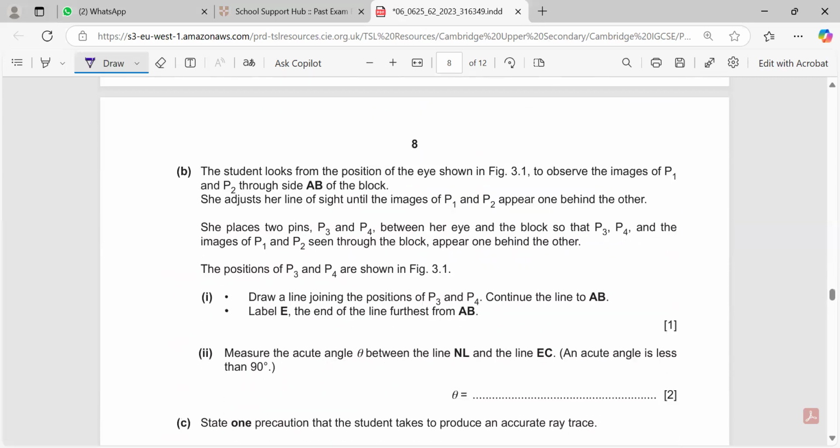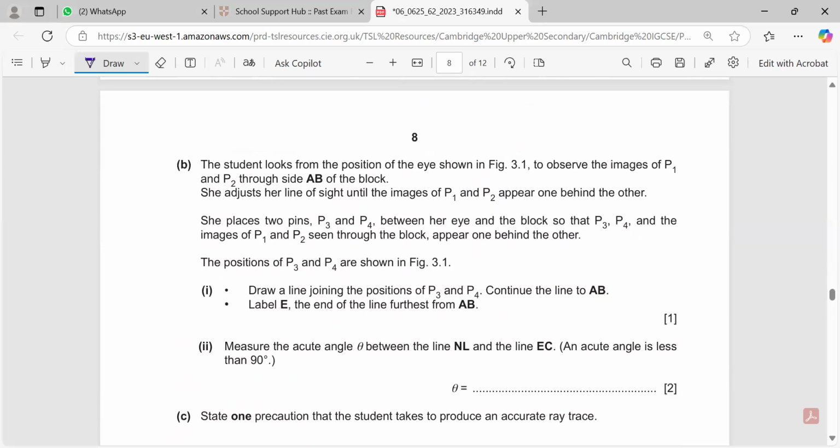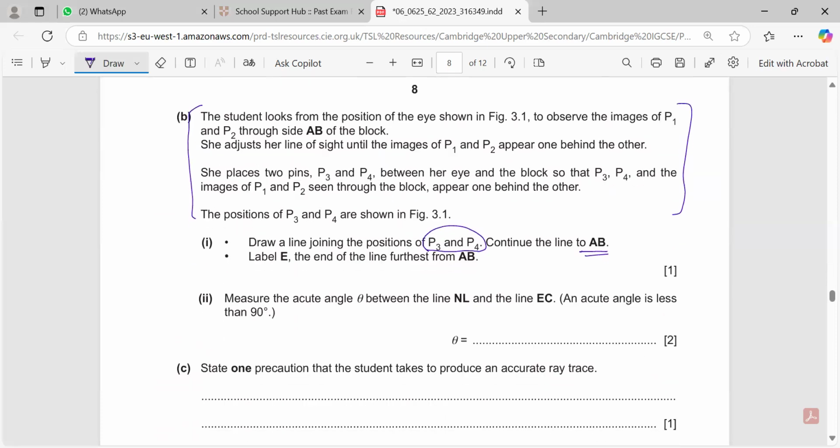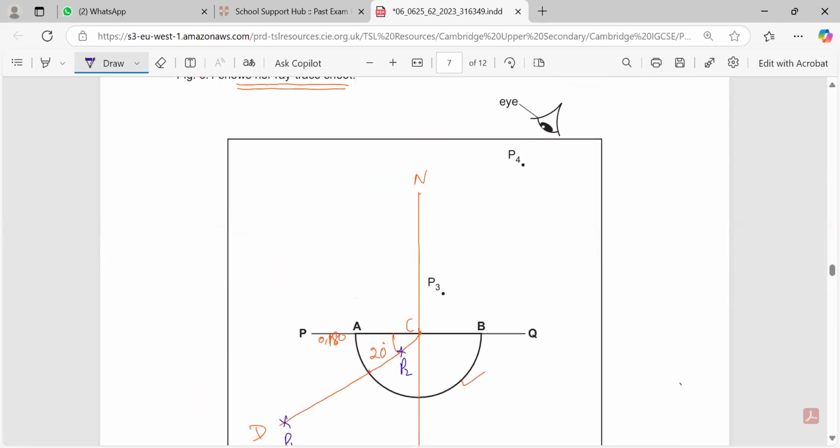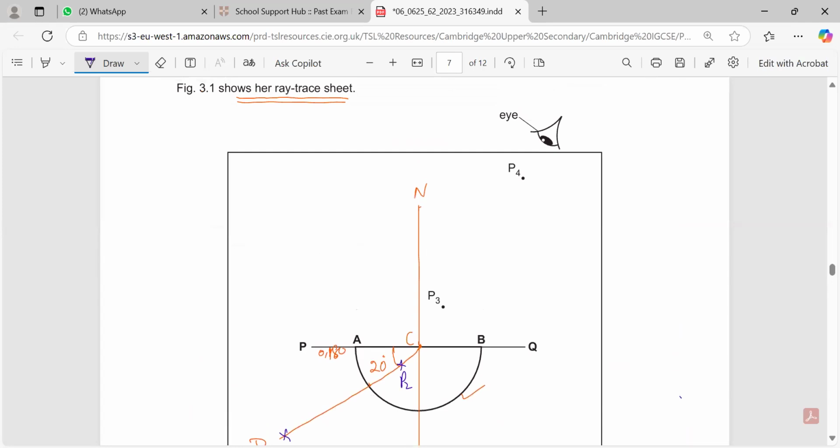Now some information is there. You can get this information if you are unable to understand the further portion of the question. Now see, draw a line joining the positions of P3 and P4. Continue the line to AB. Label E the end of the line furthest from AB. No problem. P3, P4 we need to join first. P3 and P4.